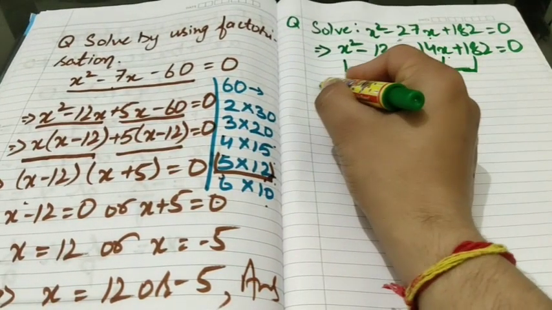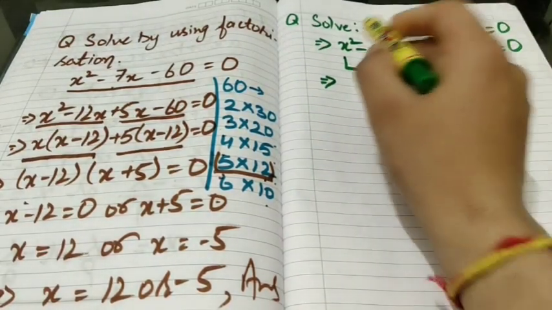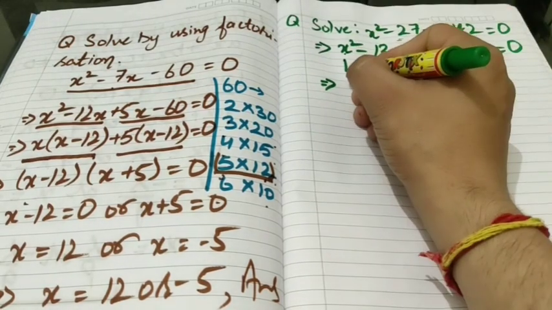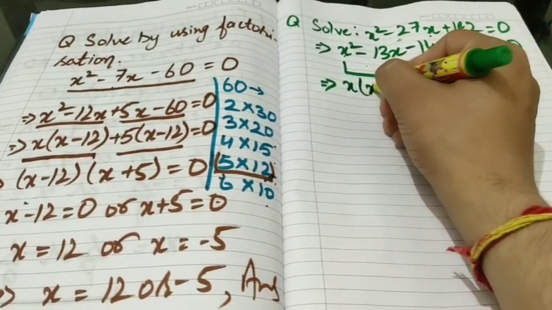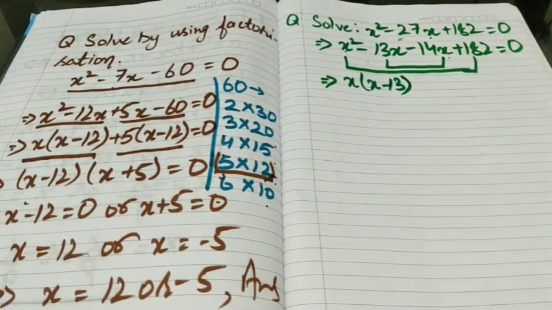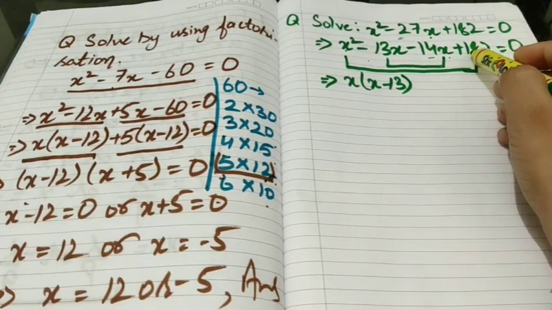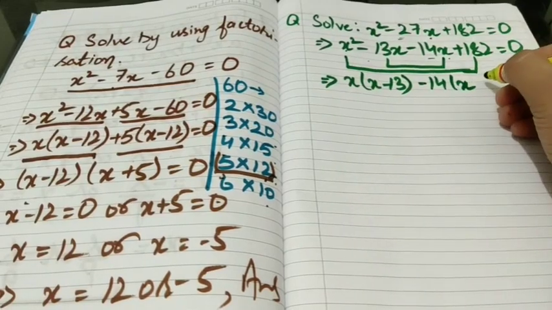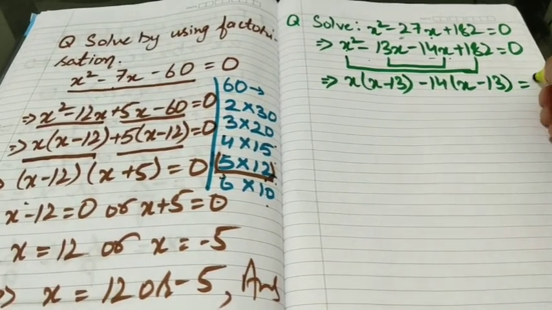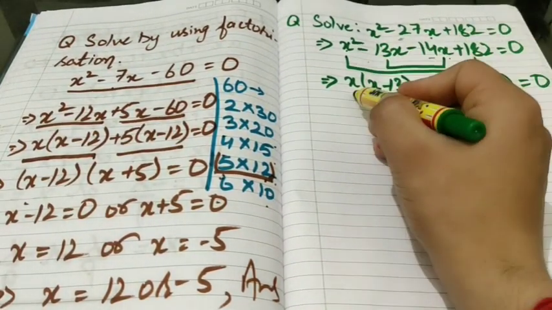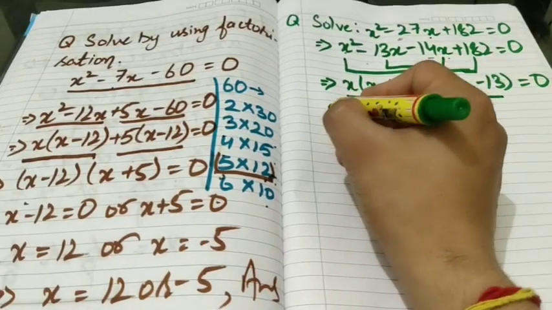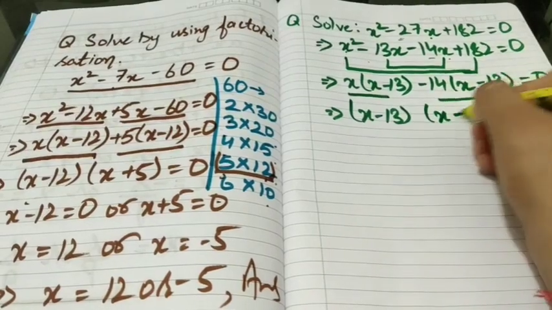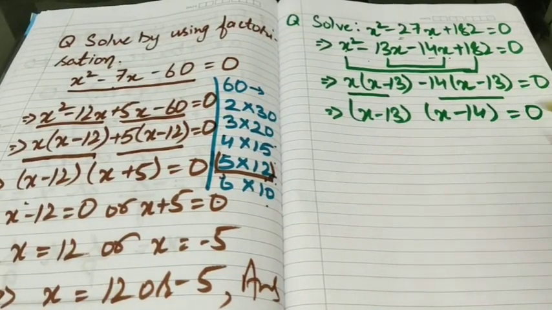Next we have to factorize. From these two terms, x square and minus 13x, I am going to take x common, and inside the bracket we are left with x minus 13. And from minus 14x and plus 182 we can take minus 14 common, and again inside the bracket we are left with x minus 13 equals to 0 as it is. Now from these two expressions we can take x minus 13 common, and inside the bracket we are left with x minus 14 equals to 0 as it is.